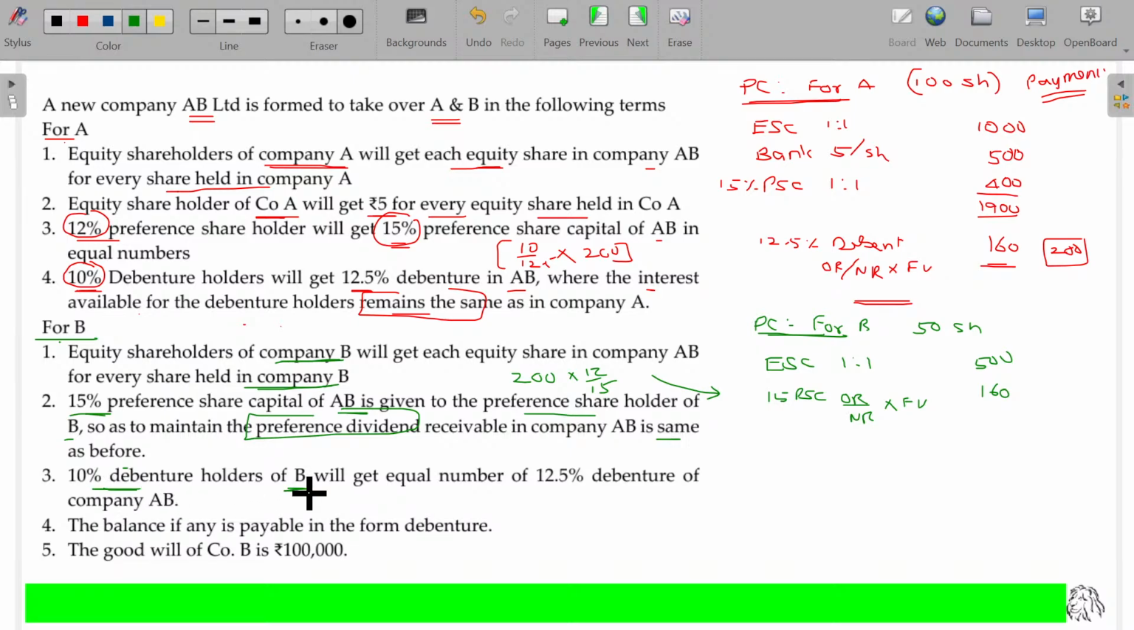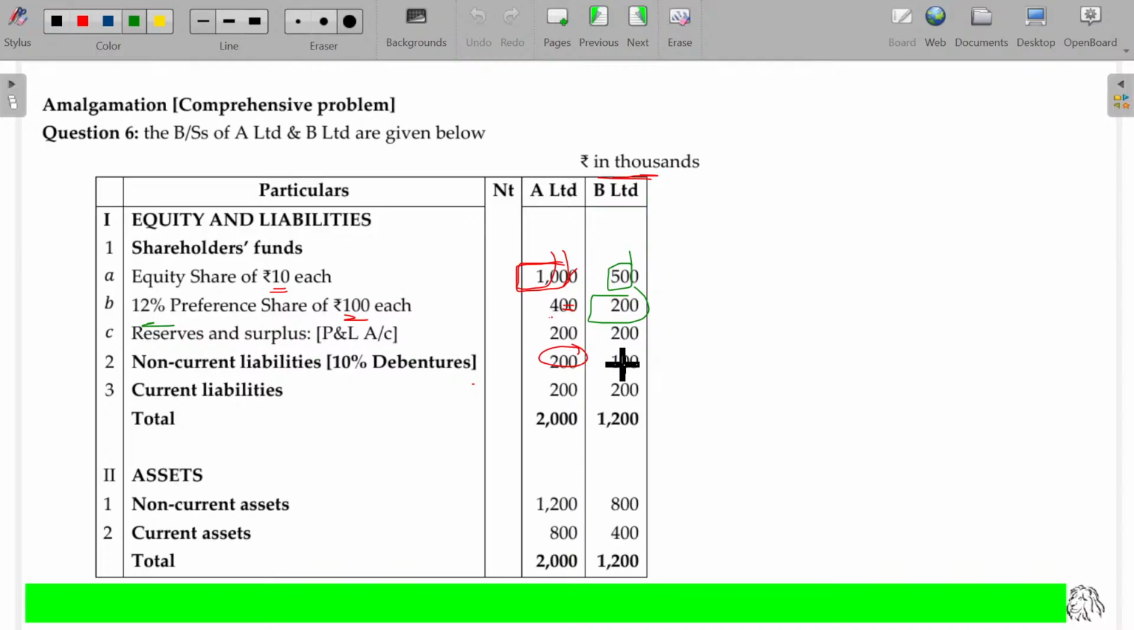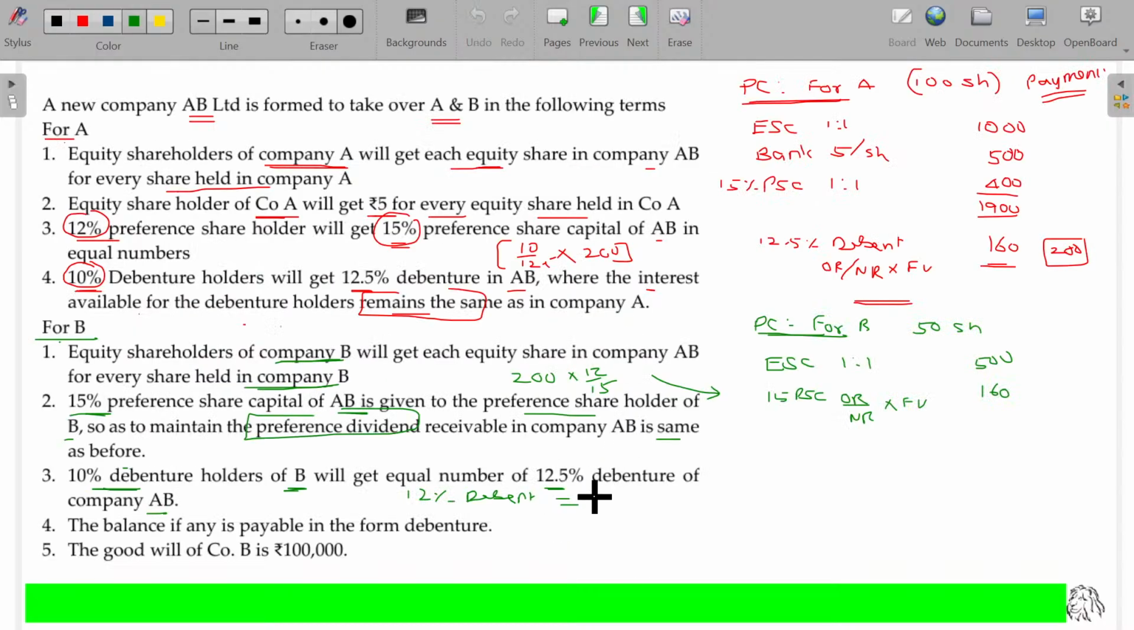10% debenture holders of B will get an equal number of 12.5% debentures of company AB. Equal number. So they will be offered 12% debentures also, for how much? Equal numbers. So earlier it is 100, now also 100. The balance, if any, is payable in the form of debentures. Apart from that, any balance in the purchase consideration is offered in the form of debentures. Now, what is that balance? I am not aware of that.